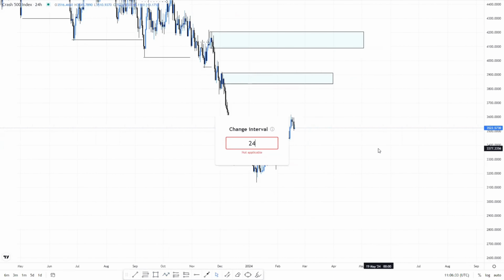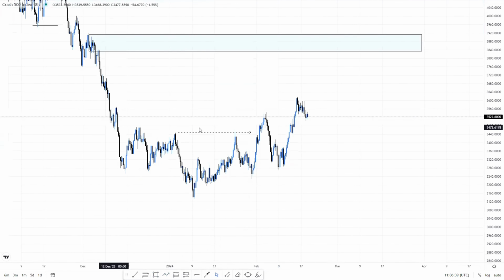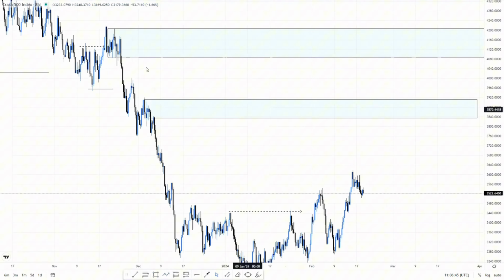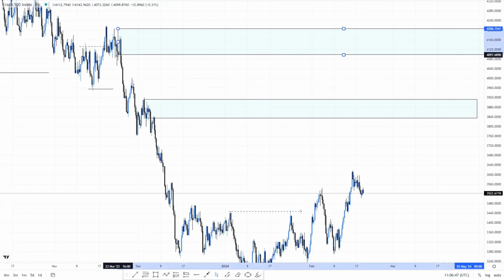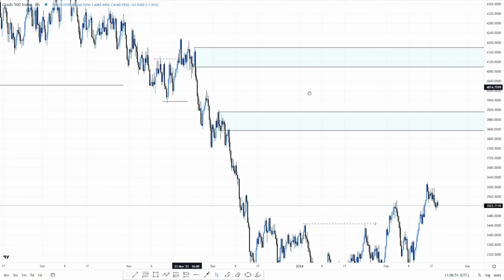Right. So once you're done on the 4 hour and the daily, you can go to the 8 hour. I like the 8 hour too because it also has solid structures. Many people actually ignore the 8 hour time frame, but it actually has very beautiful levels. Like here you can see that's a very beautiful, clear supply.